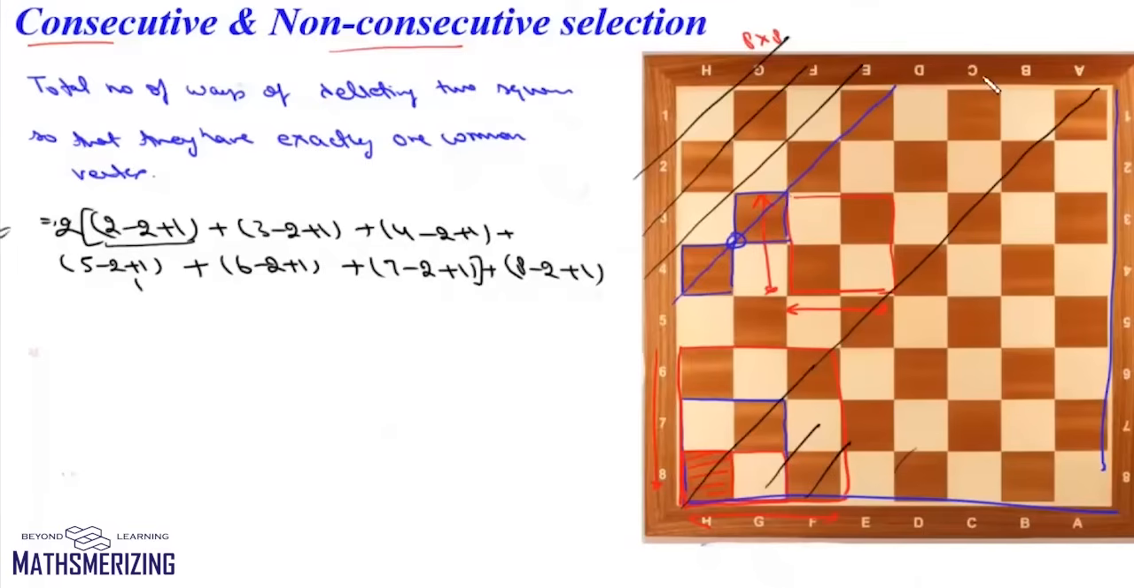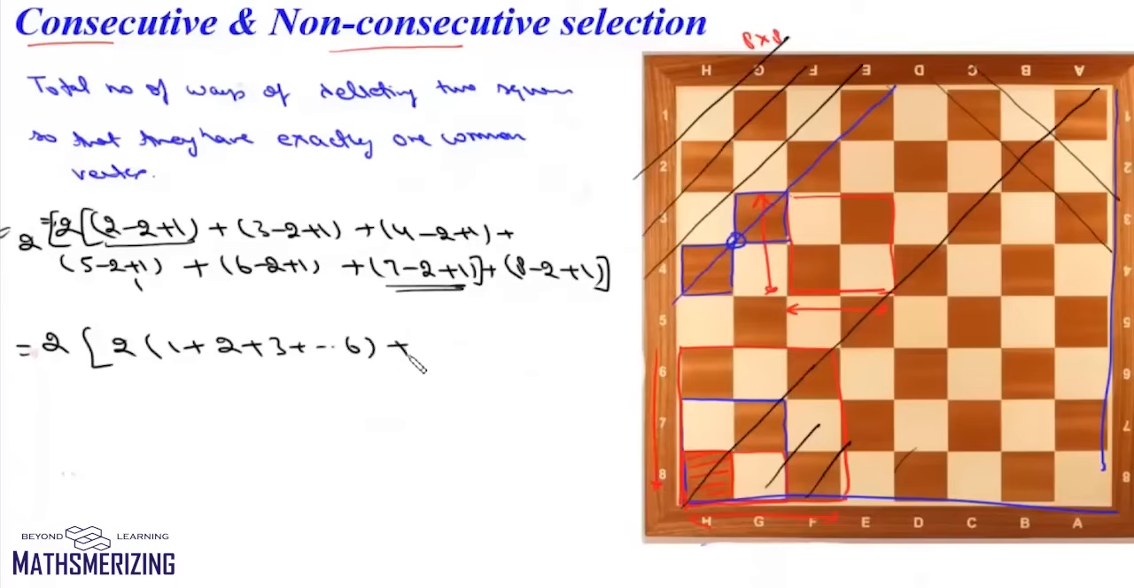But then there could be diagonals having an angle 135 degrees also. So what we'll do is we'll multiply this entire result by 2. So the total number will be 2 into, and then 2 into. Now this is 1, 2, 3, and then it goes all the way up to 7 minus 2 plus 1. So it will be 6 and then plus 7. So it is 4 into (n plus 1) by 2 into 7, which is 98 ways.